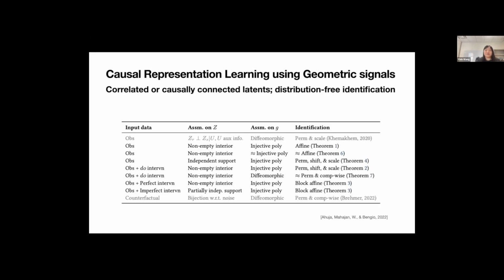And in our full paper, we had a lot of other results, which is a summary. We handle in general observational data with correlated factors, or the more general causally connected latents, but with interventions, we're able to get a different suite of identification results through this type of study of the support.